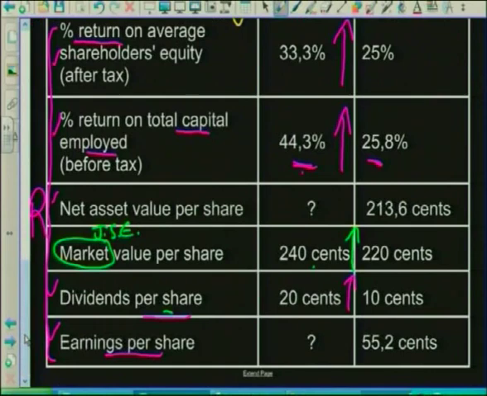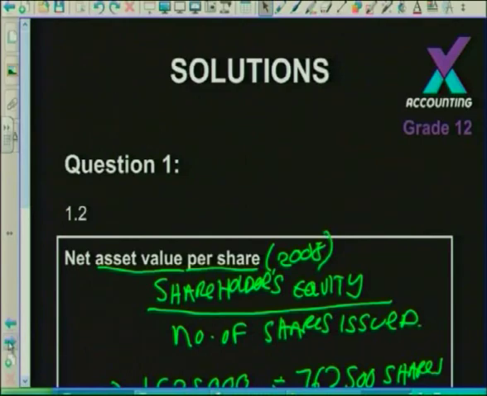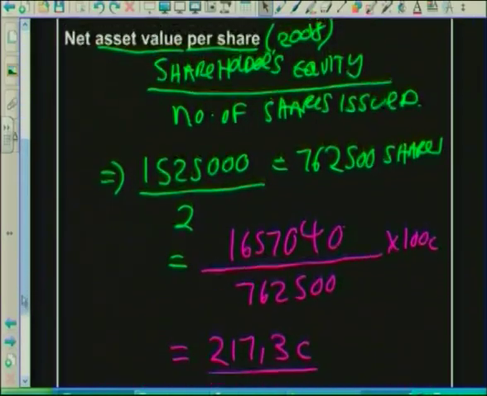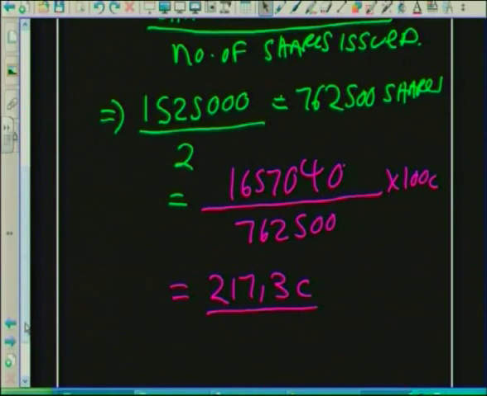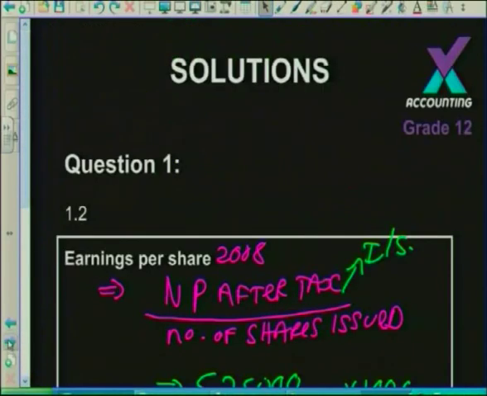Right, and then I think we've just got two more to go. Net asset value per share. So back to what we calculated, the net asset value per share at 217.3 cents. So let's fill that in, 217.3 cents. Okay, as you can see, guys, once we fill it in, we can easily compare this to 2007. And then finally, earnings per share was the last calculation that we completed.